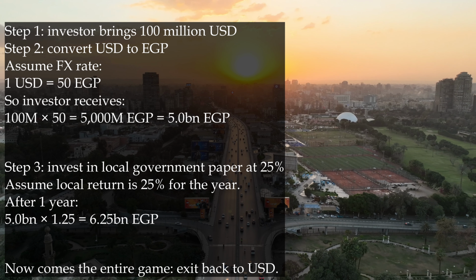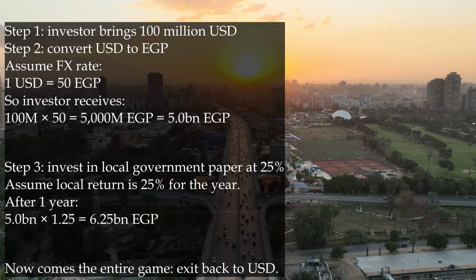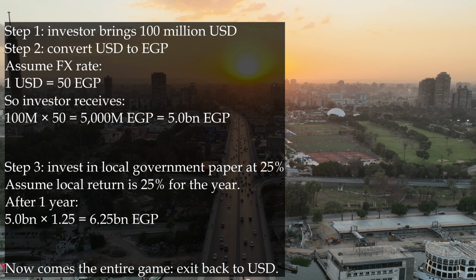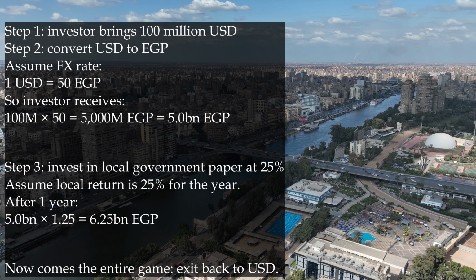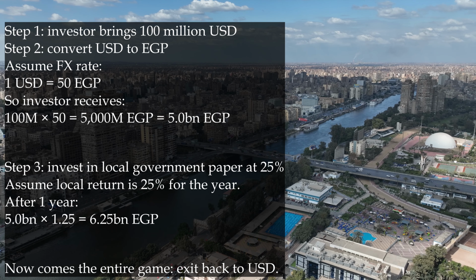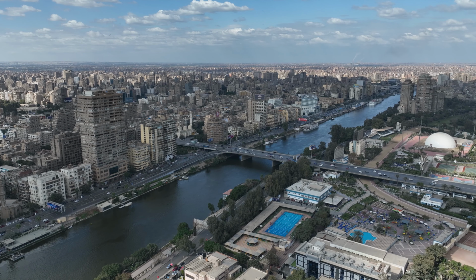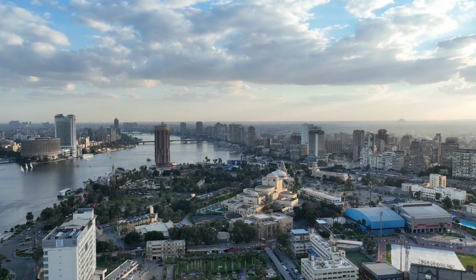Step 3. Invest in local government paper at 25%. Assume local return is 25% for the year. After 1 year, 5.0 billion times 1.25 equals 6.25 billion Egyptian pounds. Now comes the entire game. Exit back to USD. 7.1. Exit scenarios. What happens when FX moves?